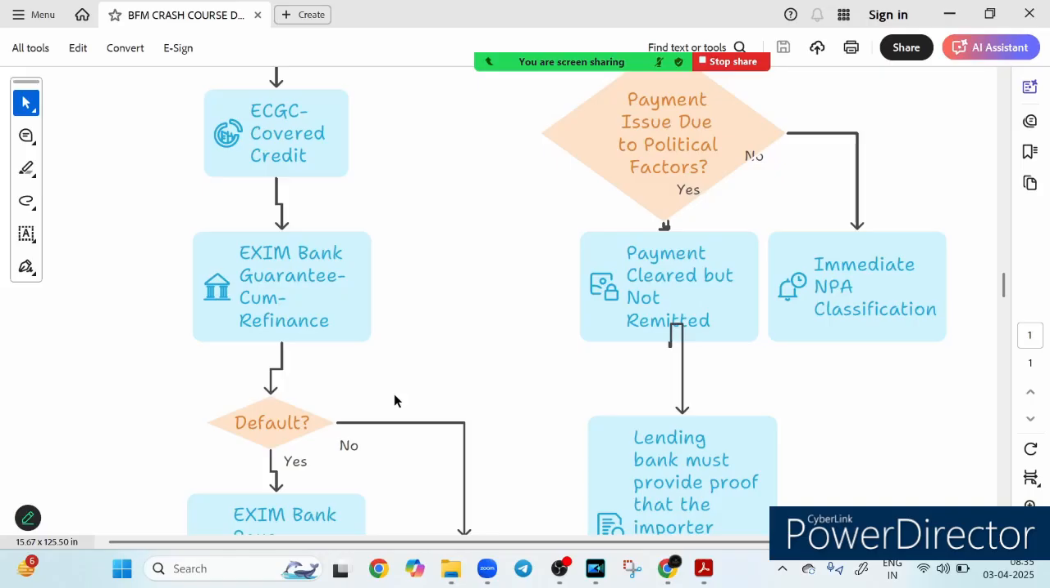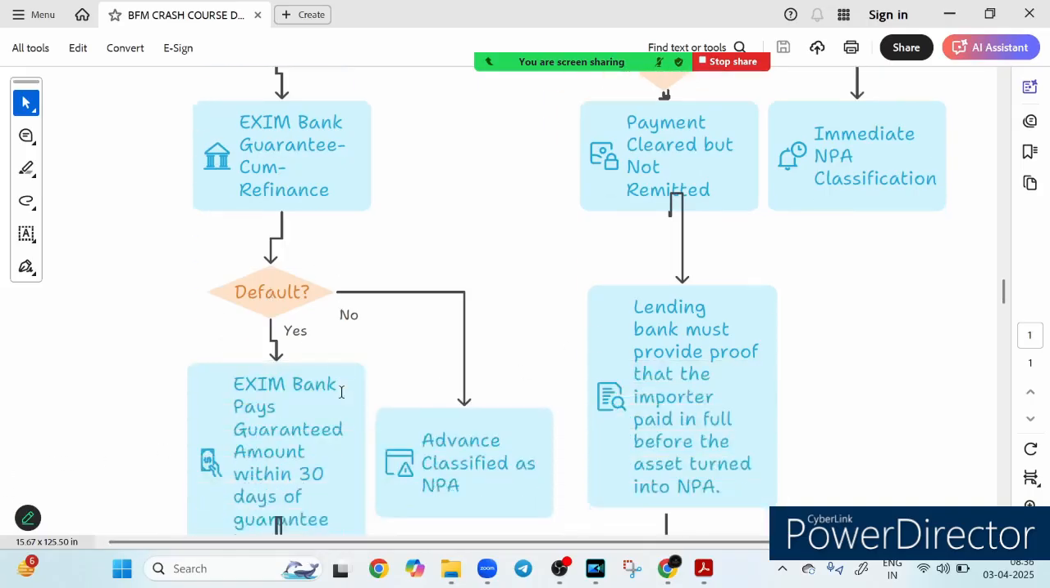So it means payment is clear but not remitted. Then in that case it will not be classified immediately as NPA. But if there is no such issue and the payment is not remitted, the advance will be classified as NPA right away, right? So this is the point. Payment clear but not remitted, right?